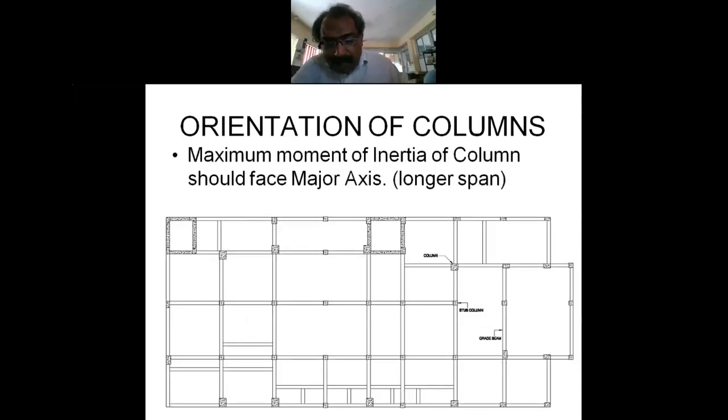Okay, we arrived at a column stronger than beams. Now, how to orient the columns? Not only the cross section, not only the moment of inertia. The orientation is also very important.